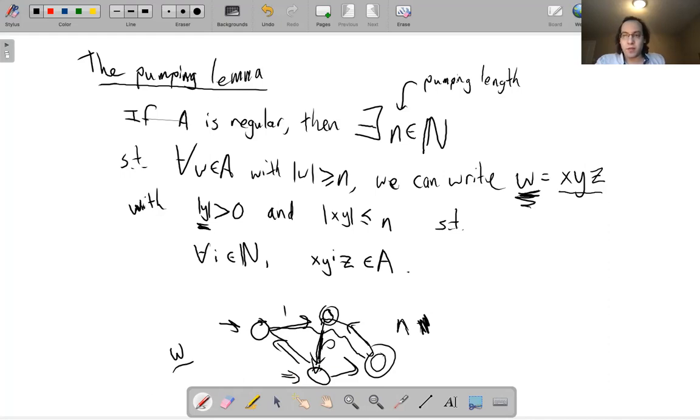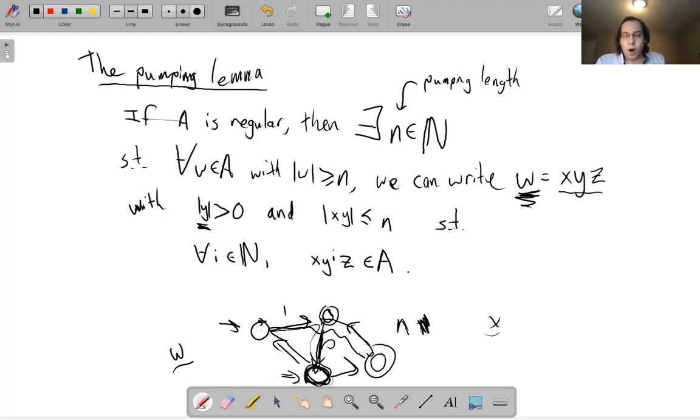So as part of running the DFA on W, there's some sequence of symbols that starts from this state, and after reading that sequence of symbols, you still end up at this state. X is going to be all the symbols you read to get to the state the first time, starting from the initial state.